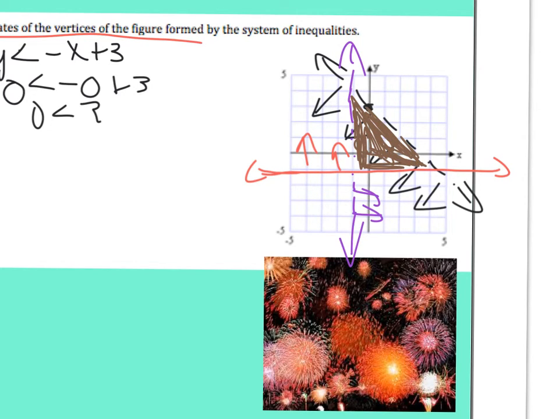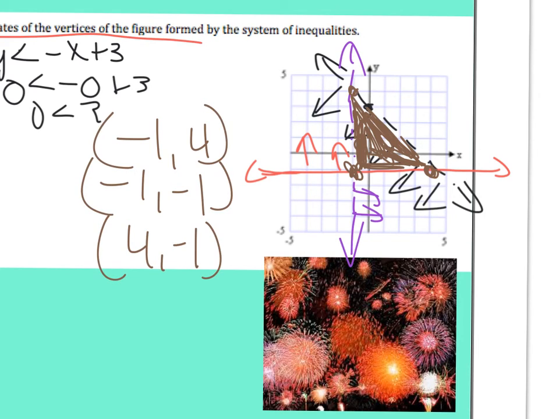But now you can't just do that. What's the question asking? The question's saying, hey, where do all these things cross? Well, they cross right here, and right here. That's where they all cross. So they cross at negative 1, 4, negative 1, negative 1, and then at 4, negative 1. So that is where those all cross.